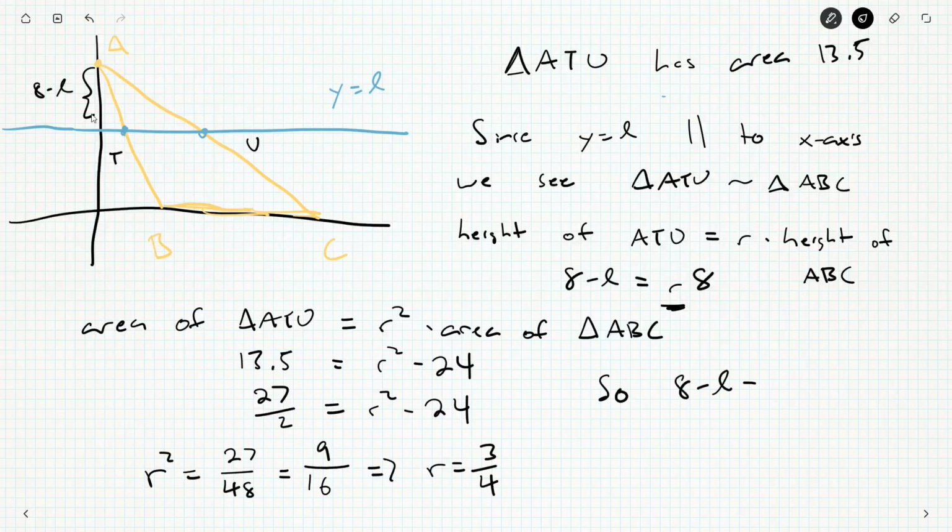So 8 minus L is 3 over 4 times 8. 8 minus L is then 6. So L is going to have to be 2. So the equation of the line we want is y equals 2. So that's a way to do it with similar triangles.